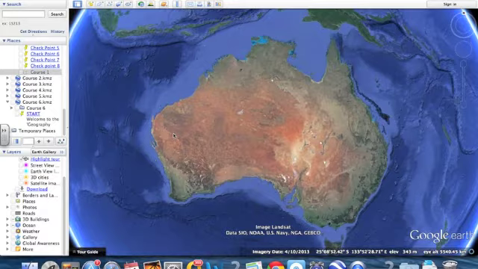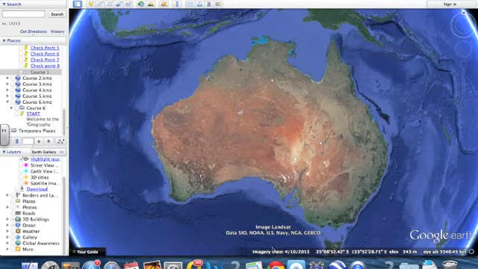Today we are going to be learning about Australia and its location in the world. We're going to start by looking at Australia's latitude and longitude. In front of you here you'll see that we have a map of Australia, including Tasmania way down the bottom of the map where the cursor is.